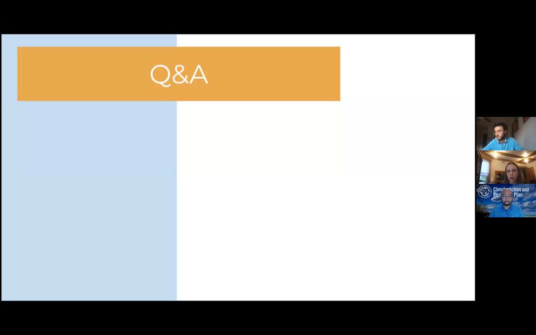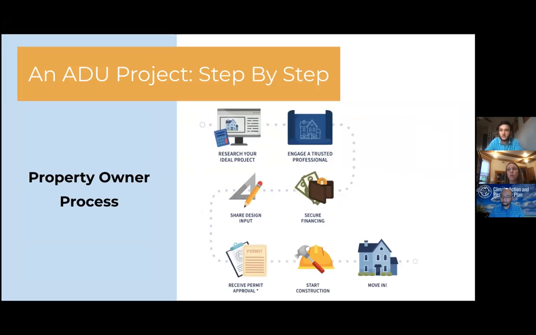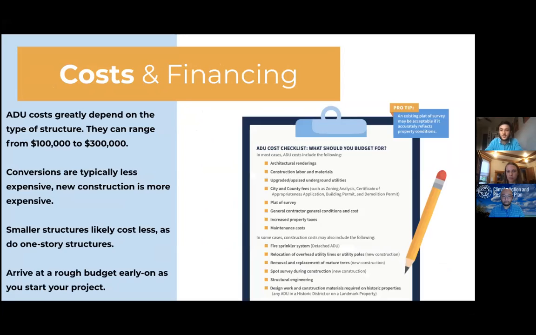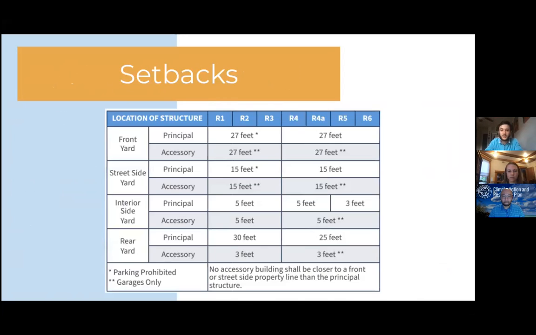Robbie, we've got a zoning question, so maybe we could toggle back to one of the zoning slides. Sure. The question is, we are zoned B1. Can we do an ADU? The answer is yes, but the setback regulations are different. Dick, do you want to add more to that?